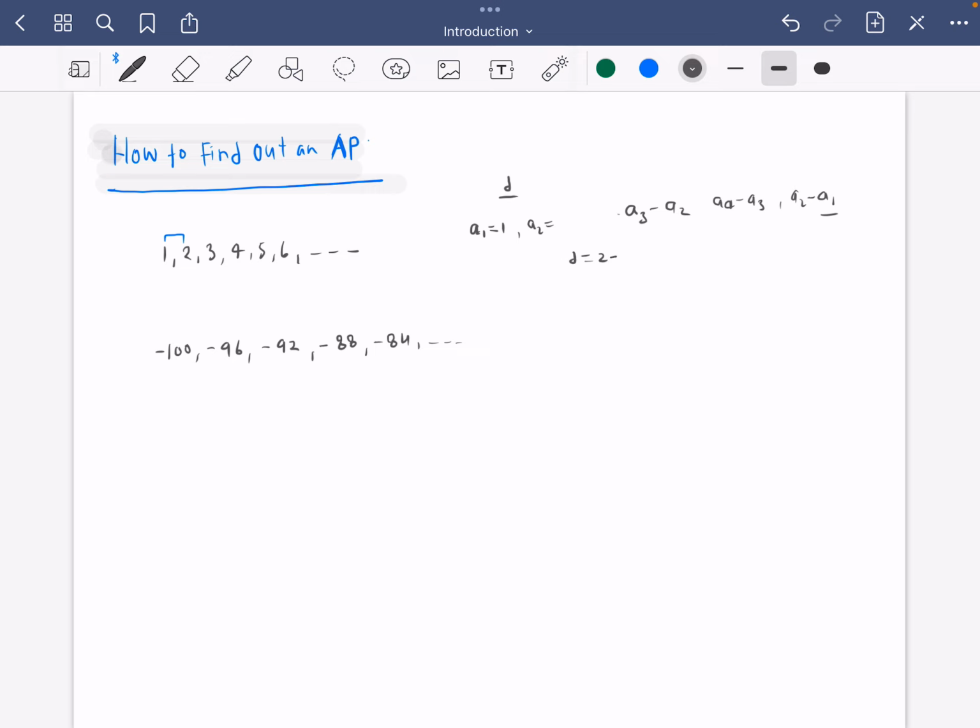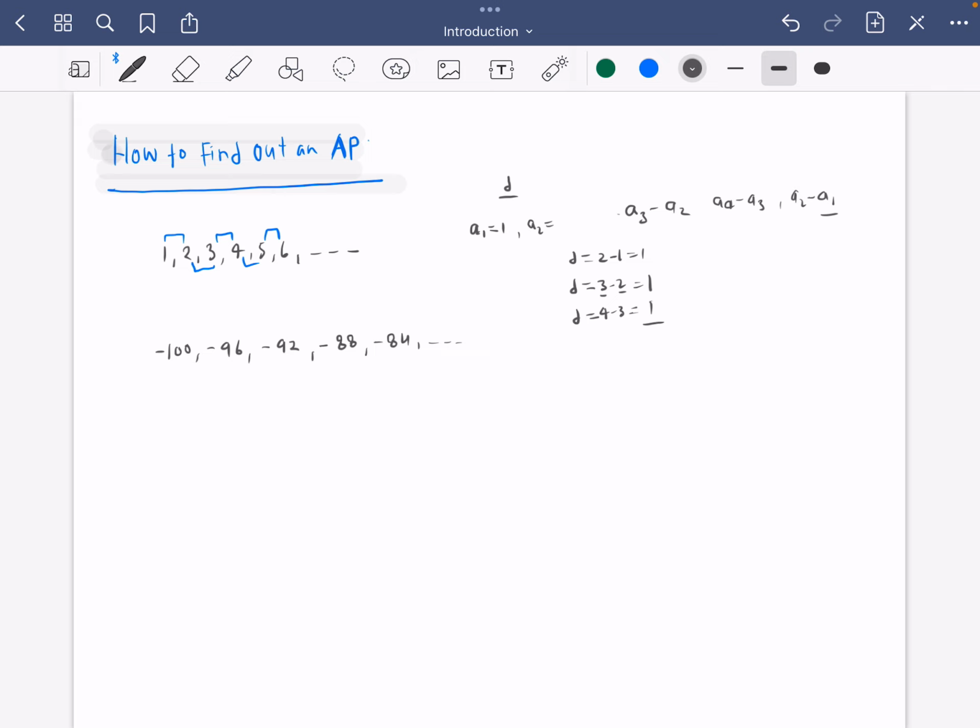2 minus 1 is 1, then 3 minus 2, 4 minus 3. To find D, I'm going to subtract the number that is lower in sequence from the number higher in sequence. 2 minus 1 is 1, 3 minus 2 is 1, D is 4 minus 3, 1. So you can see that you can take two numbers in a row and the difference is always the same. That's 1. So this series is an AP.